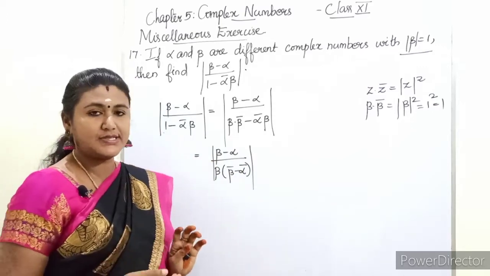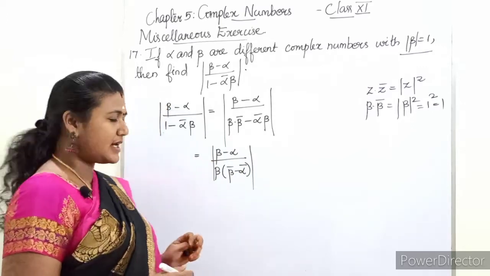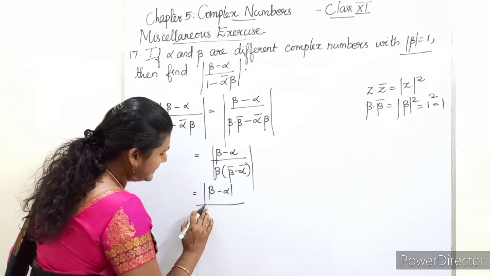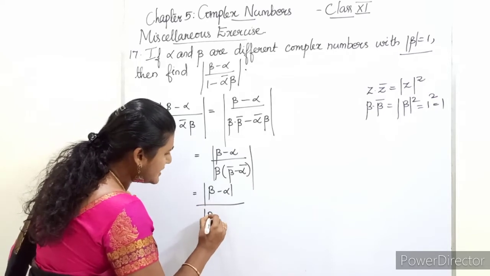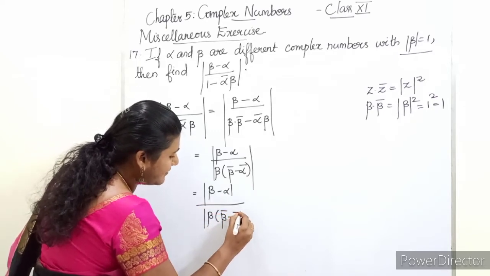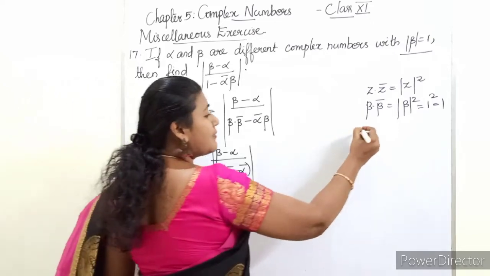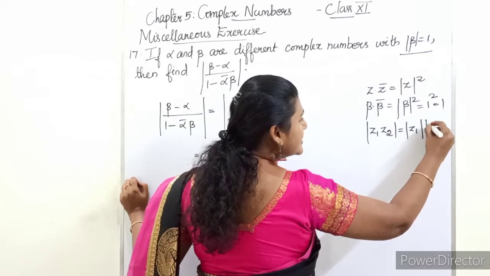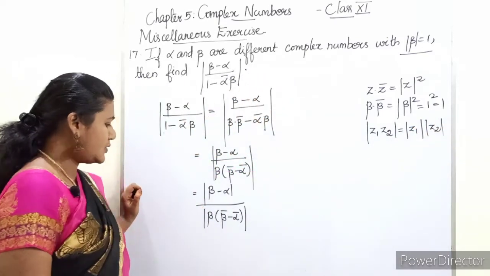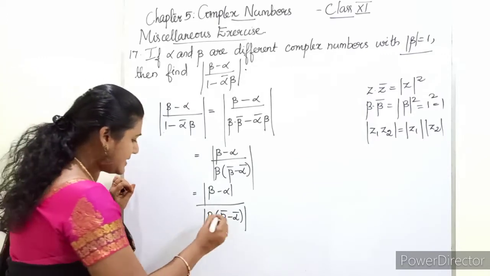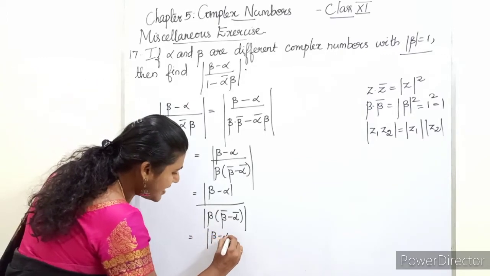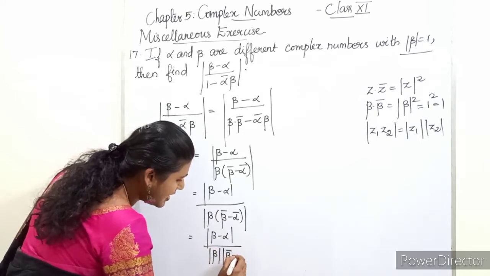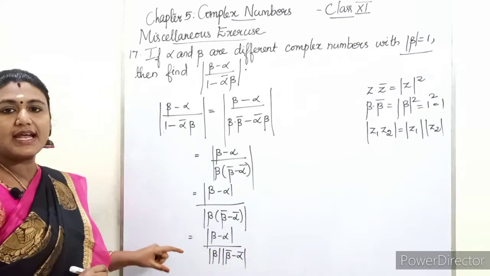Now we will take the modulus value separately for both numerator and denominator. So we can write modulus of (beta minus alpha) over modulus of beta into (beta bar minus alpha bar). And you know the property of modulus: modulus of z1 into z2 is equal to modulus of z1 into modulus of z2. So the denominator we can split like this: modulus of (beta minus alpha) by modulus of beta into modulus of (beta bar minus alpha bar).